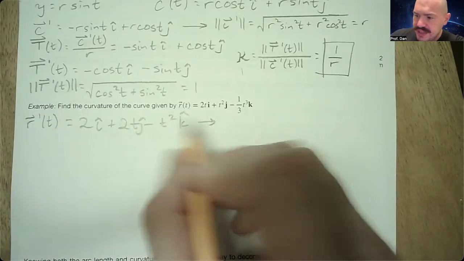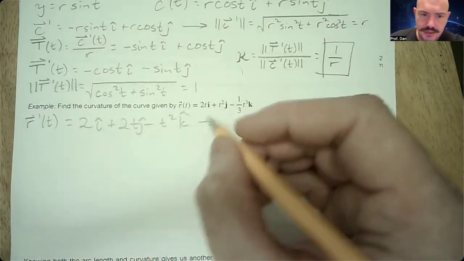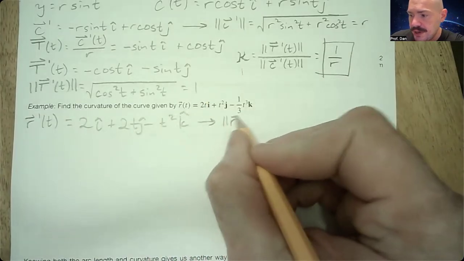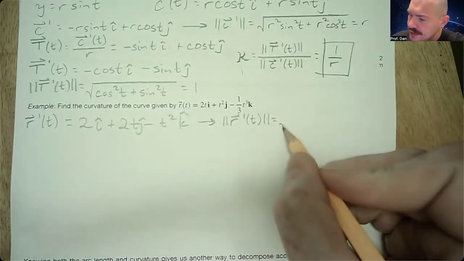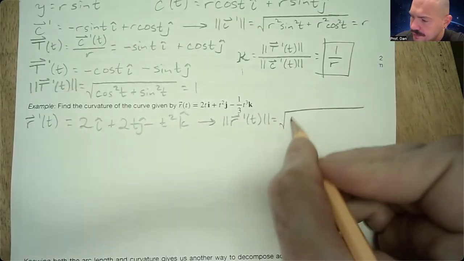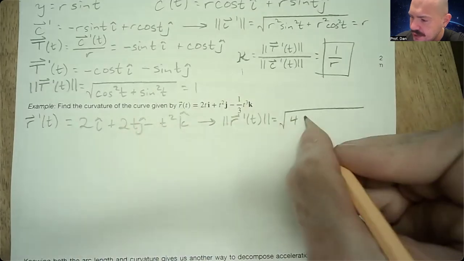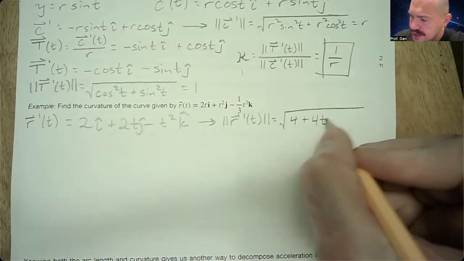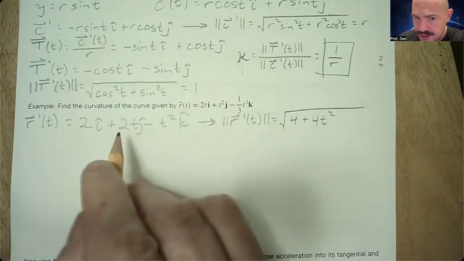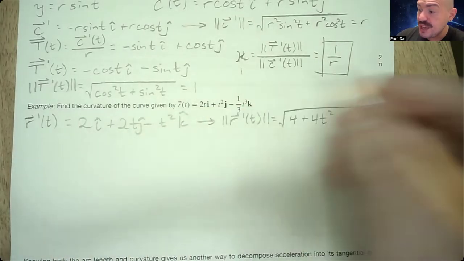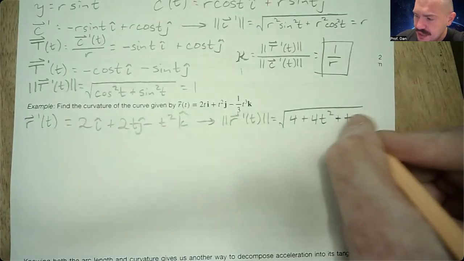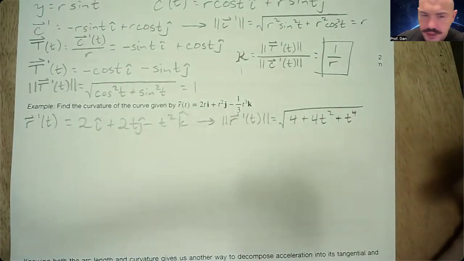All right, so this is r prime. Remember, to get our unit tangent vector, we're going to need to find the magnitude of r prime. So I have the square root of 2 squared, 4. 2t squared, that's 4t squared, because the 2 also gets squared. And then negative t squared squared gives me positive t to the 4th.